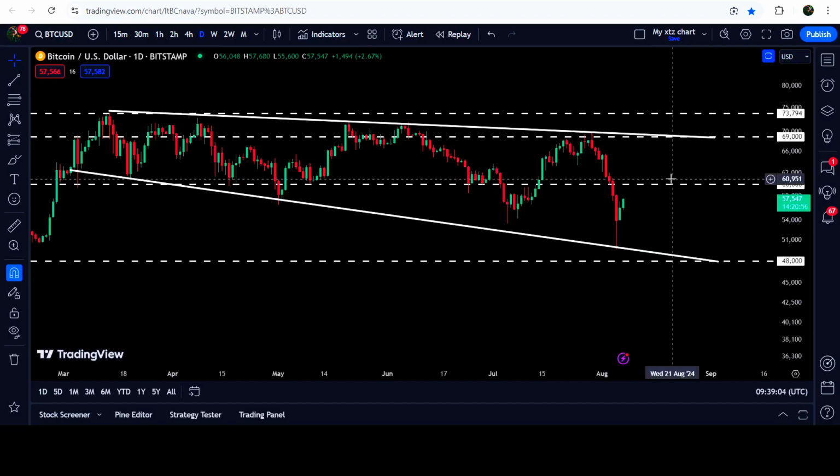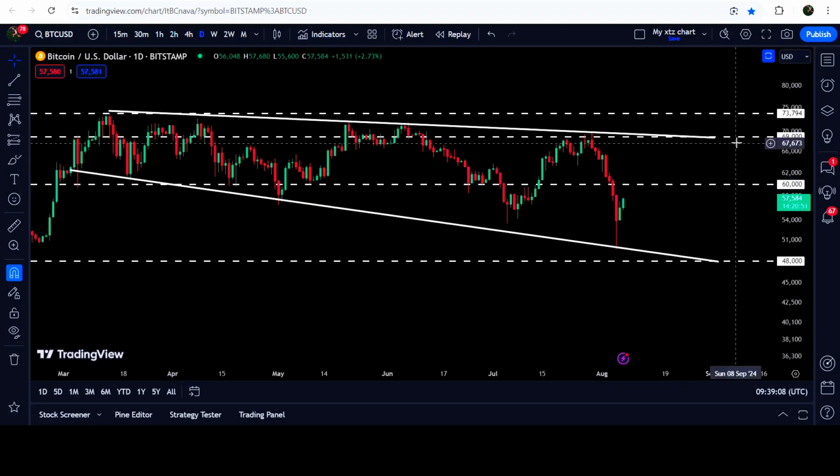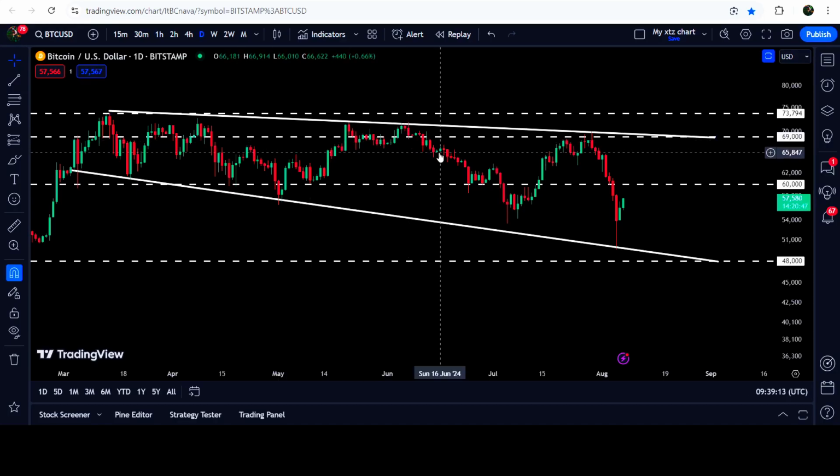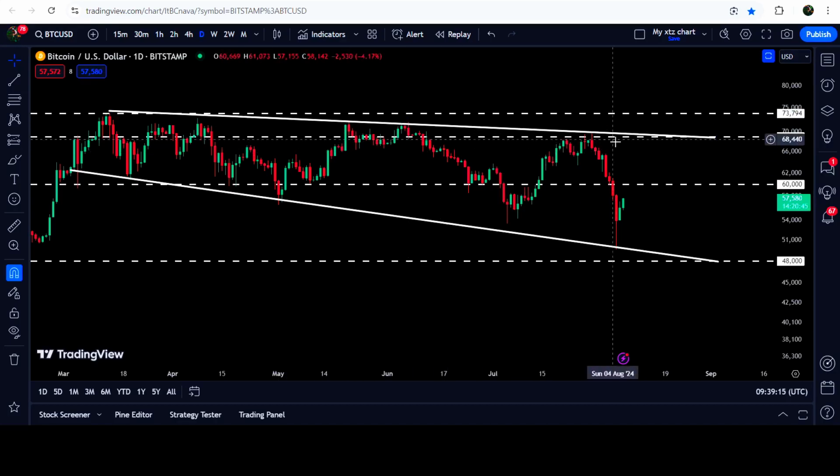And then it can be the resistance of this broadening falling wedge pattern somewhere here, approximately at $69,000. And over there, we have a quite long-term resistance as well. In fact, over here, we have a very strong long-term resistance from $69,000 to $73,794.